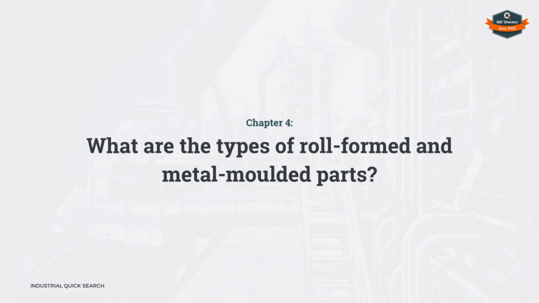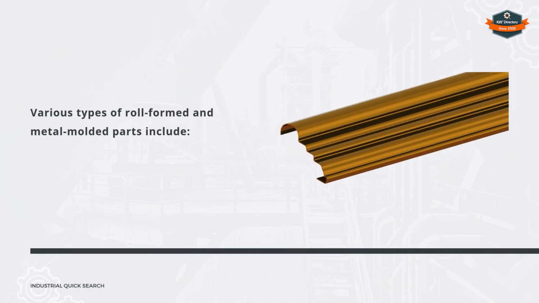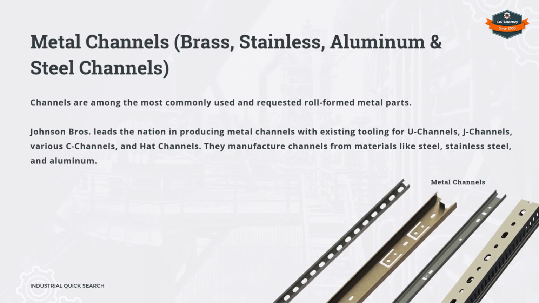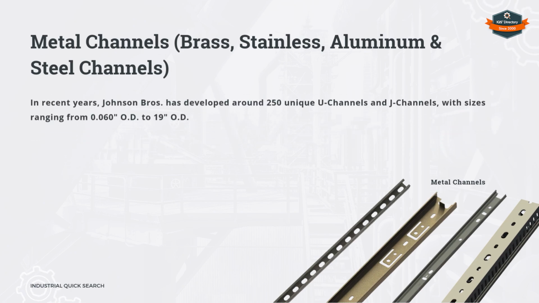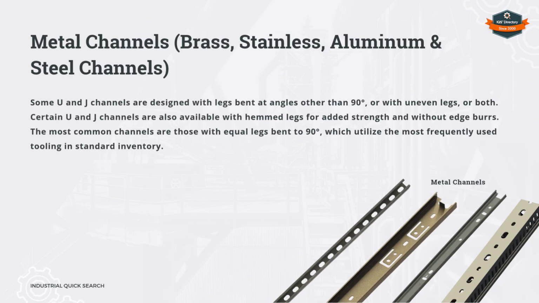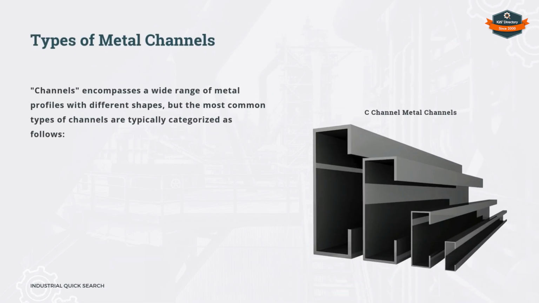Chapter 4. What are the types of roll-formed and metal-molded parts? Various types of roll-formed and metal-molded parts include metal channels, brass, stainless, aluminum, and steel channels. Types of metal channels. Channels encompasses a wide range of metal profiles with different shapes, but the most common types of channels are typically categorized as follows.